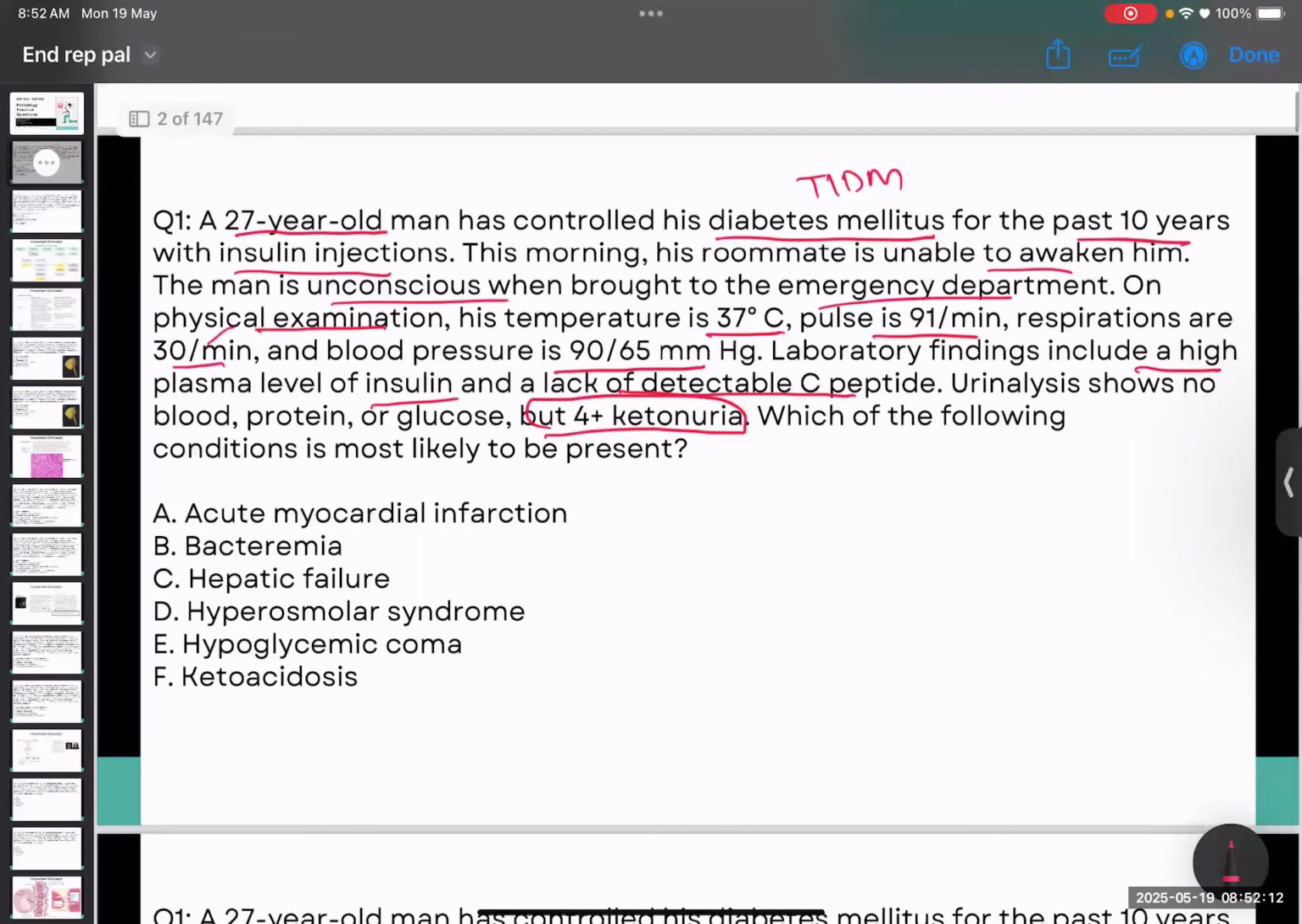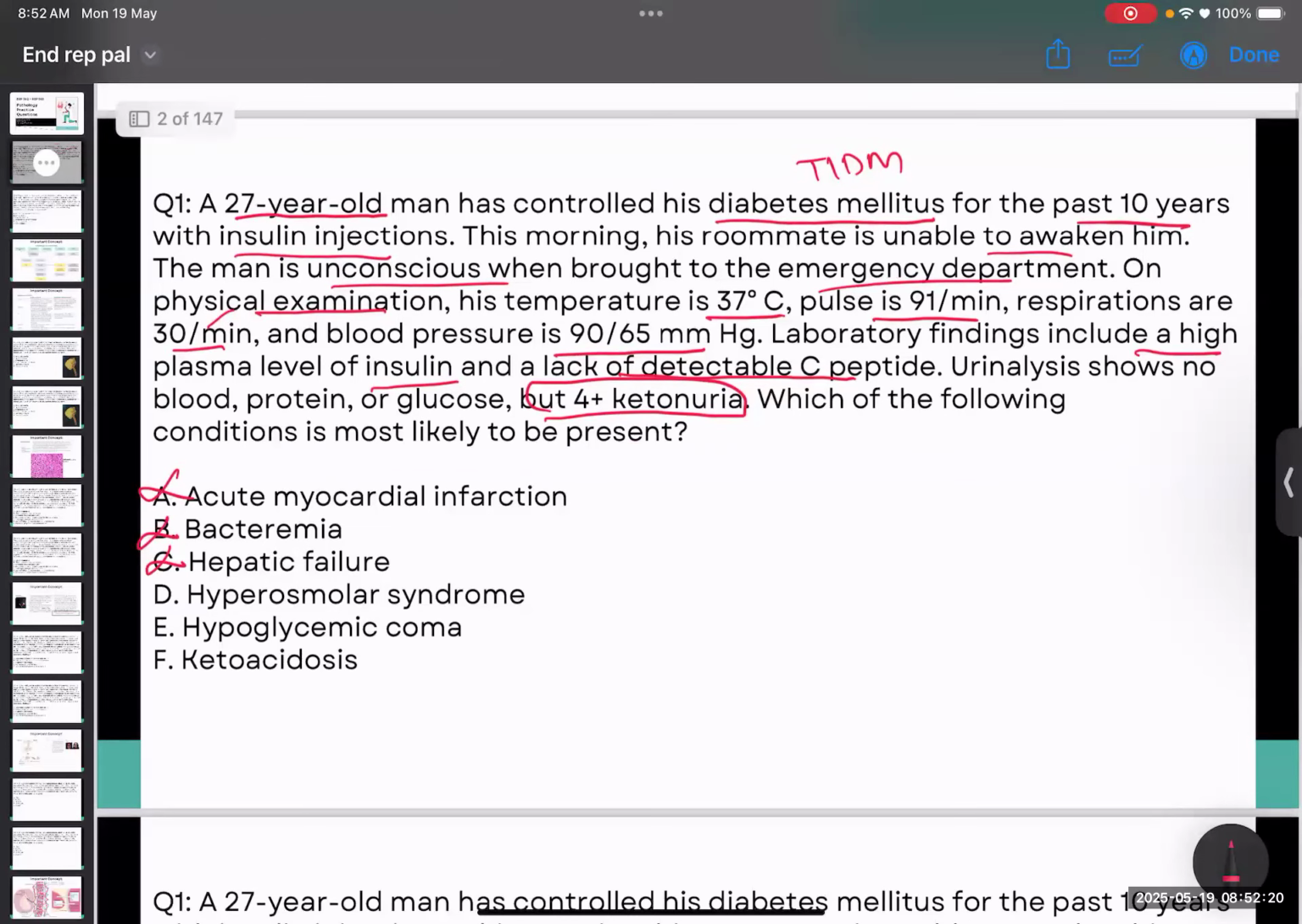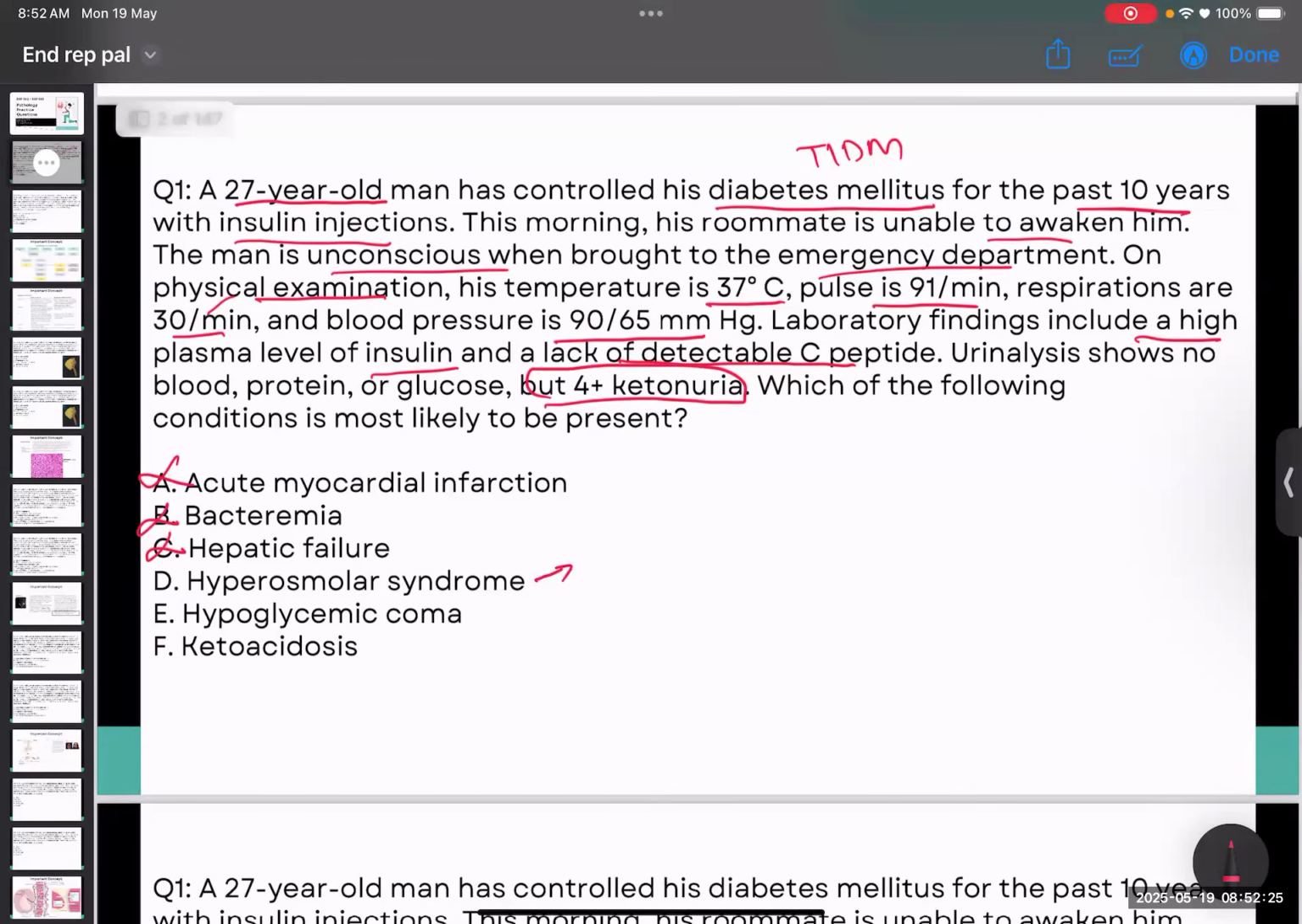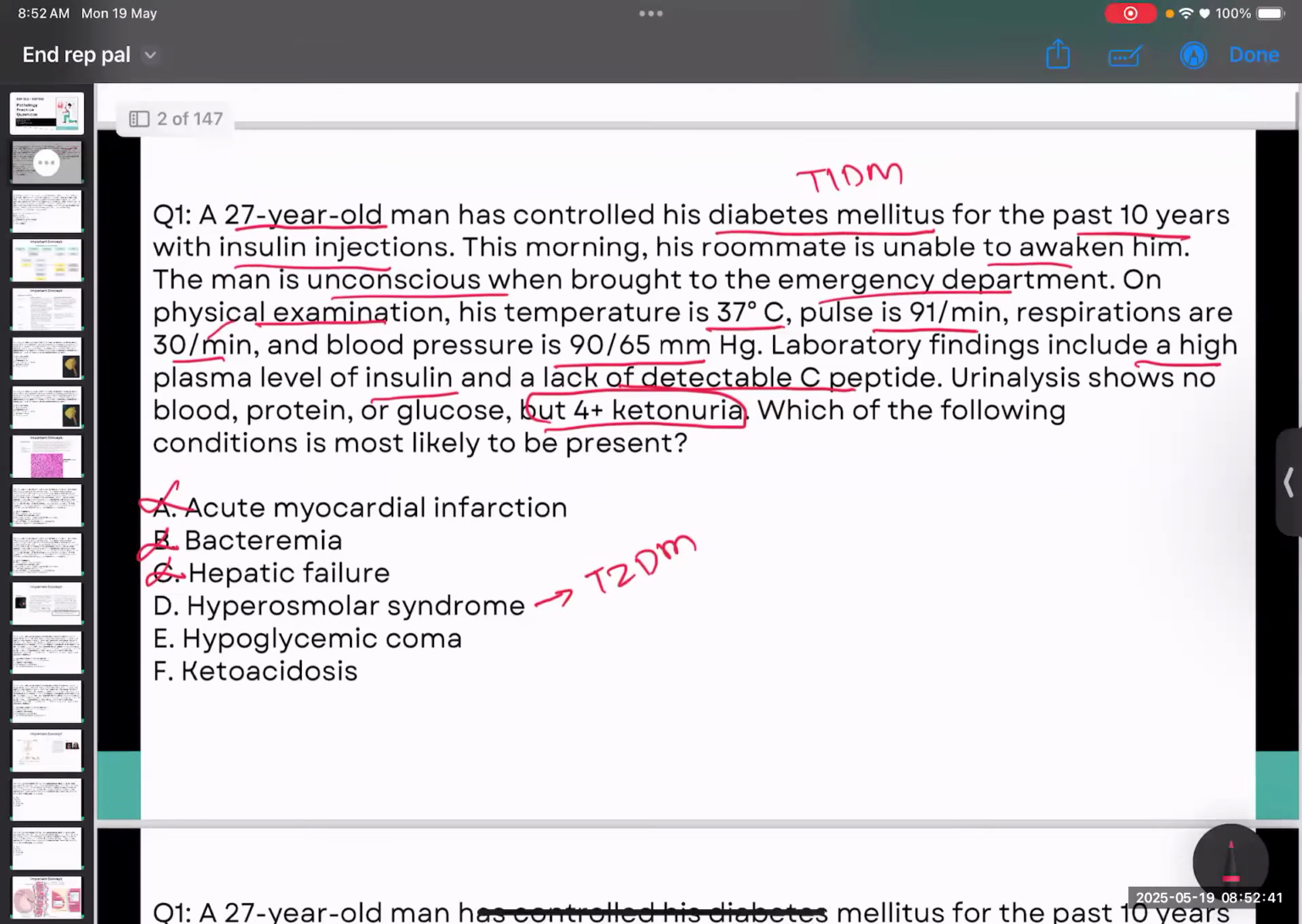So it's definitely not MI, it's not bacteremia, and it's not hepatic failure, because all of these would present differently. We're down to hyperosmolar syndrome, hypoglycemic coma, and ketoacidosis. Now, hyperosmolar syndrome is usually seen in type 2 diabetics. It's not really seen in patients who have type 1 diabetes. And the pathophysiology for hyperosmolar syndrome is completely different than it is for hypoglycemic coma or ketoacidosis, and I'm going to be explaining that in a bit. Hypoglycemic coma and ketoacidosis both have very similar clinical manifestations, but are again pretty much different.